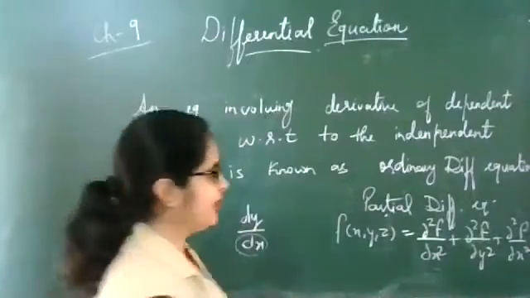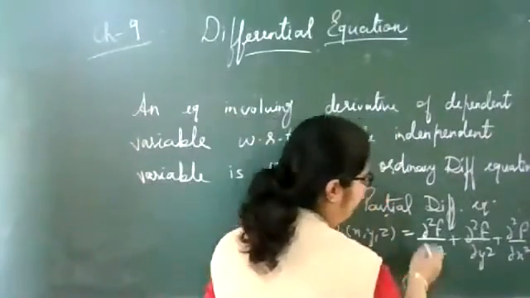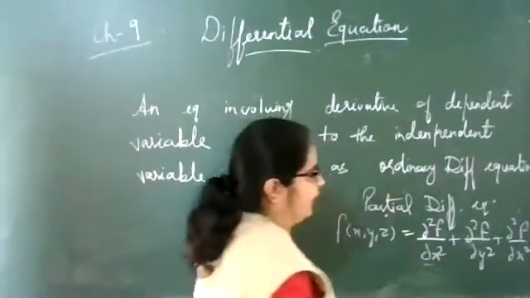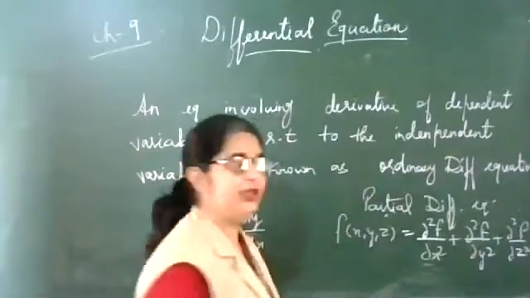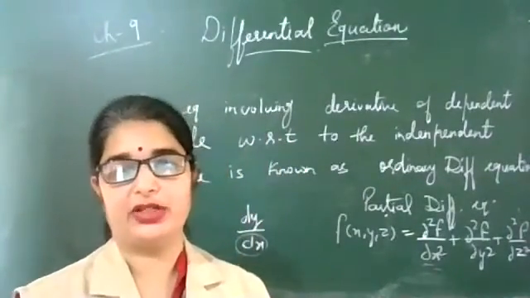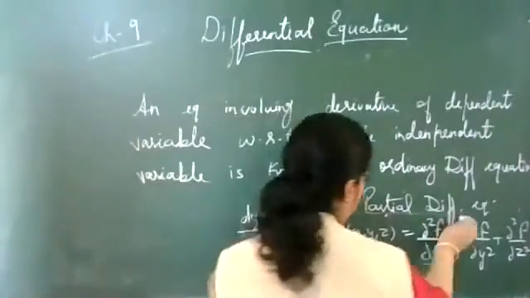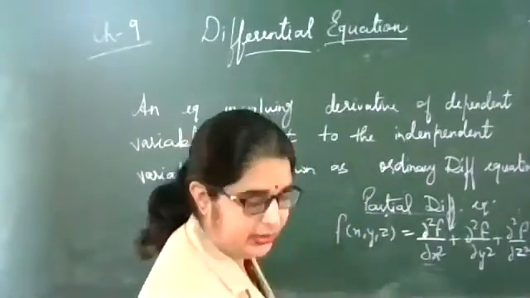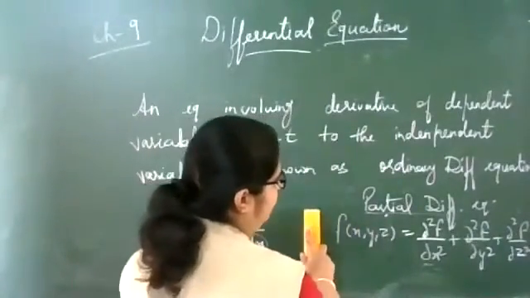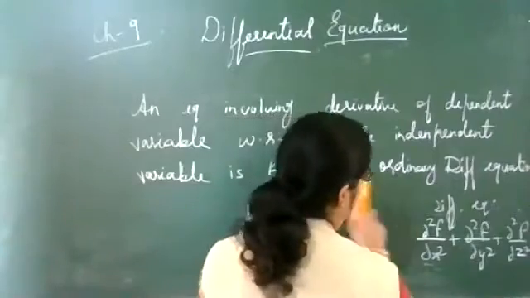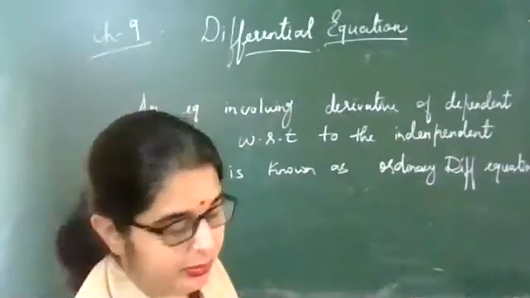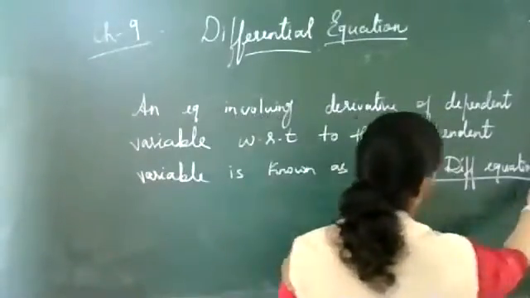Just see here, you are having differentiation with respect to not one but three independent variables x, y, and z. So partial differentiation is denoted like this. We don't call it dy by dx or d square f by dx square, we call it del square f by del x square. So we will not study about this. We are just limited to ordinary differential equations.